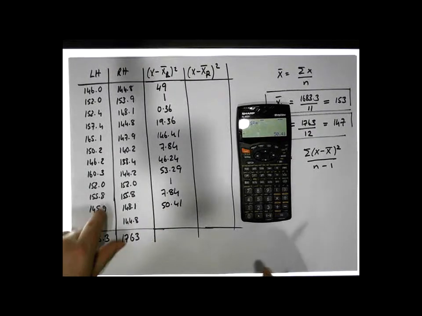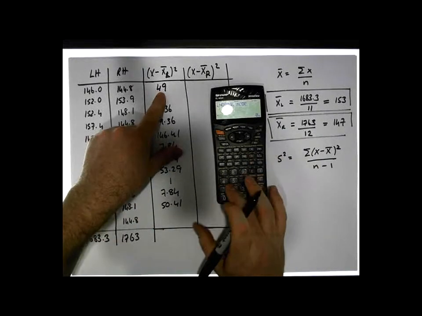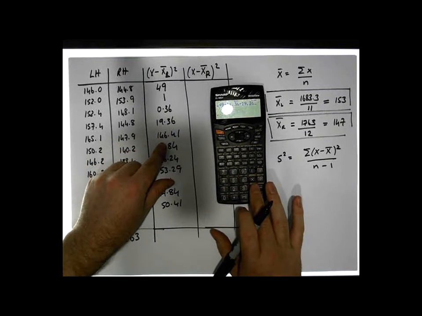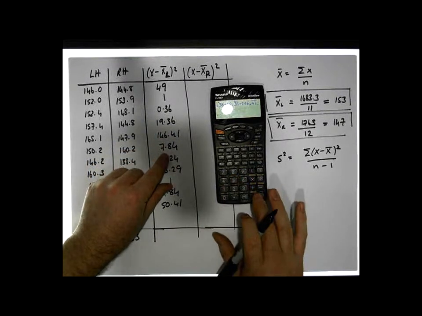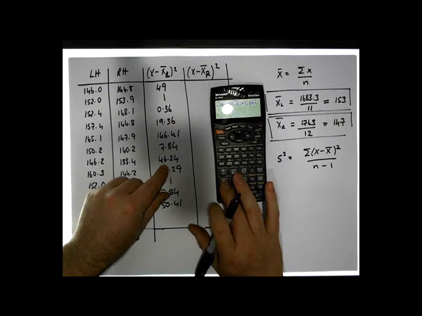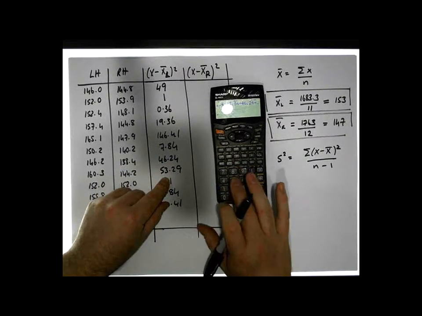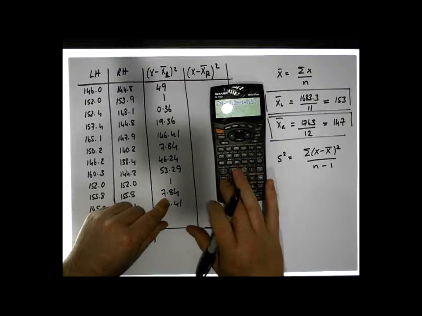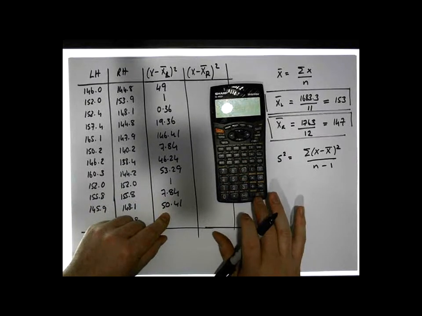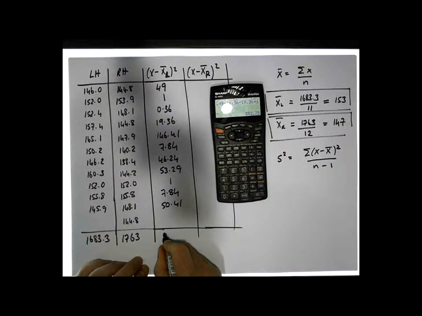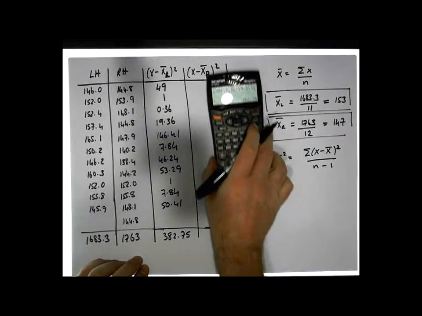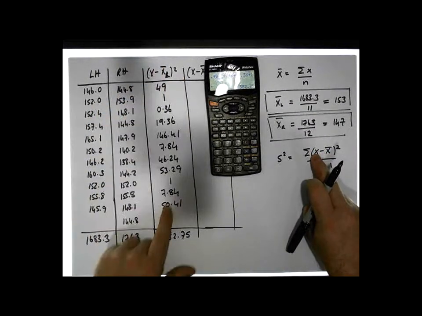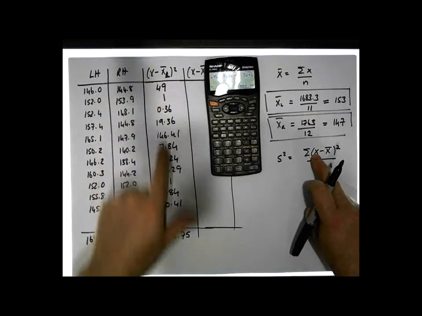And then when we sum these up, we have 49 plus 1 plus 0.36 plus 19.36 plus 146.41 plus 7.84 plus 46.24 plus 53.29 plus 1 plus 7.84 plus 50.41. That gives us a total of 382.75. So we can calculate now the variance for the left-handers. It's the sum of those squared distances.